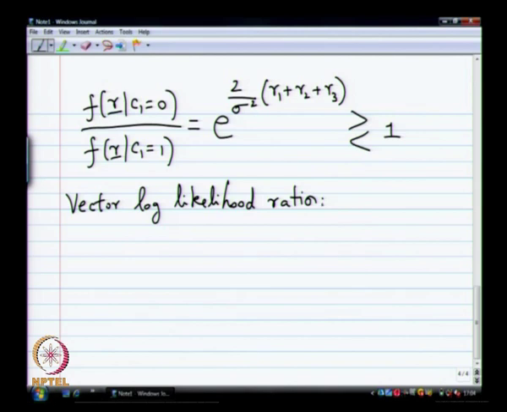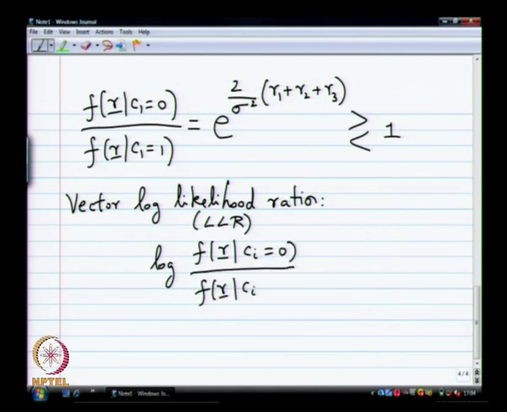Okay, in a general setting, this log likelihood ratio is abbreviated as LLR. So, this vector LLR will be log of f of r given Ci is 0 divided by f of r given Ci is 1. Since it is a vector, we will call it capital Li. This is the vector LLR for the ith bit, using the ith bit.